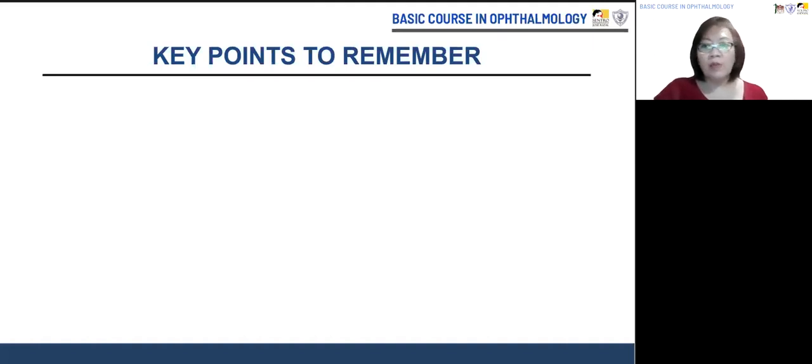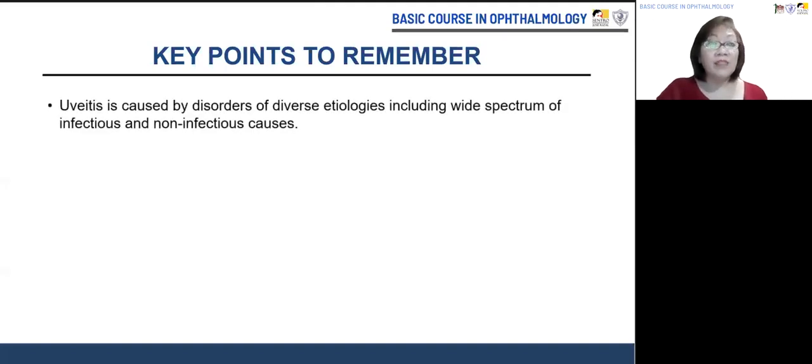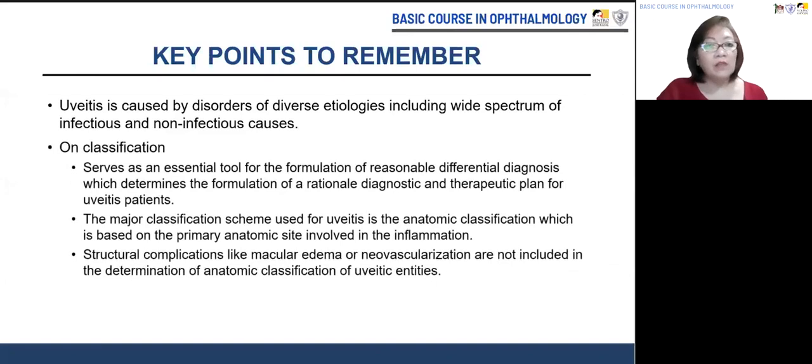Let me end this lecture by giving some key points to remember. Uveitis is caused by disorders of diverse etiologies, including a wide spectrum of infectious and non-infectious causes. It's important to determine under which category your patients fall, as this will determine not only the diagnostic plan, but also the therapeutic plan for your patients. On classification, classification serves as an essential tool for the formulation of a reasonable differential diagnosis, which determines the formulation of a rational diagnostic and therapeutic plan for uveitis patients.